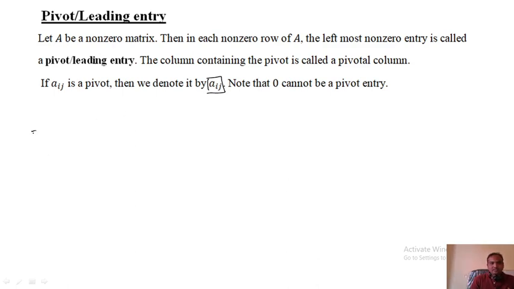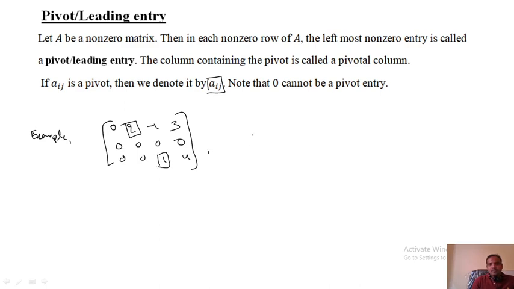For example, suppose any matrix like this one: 0, 2, minus 1, 3, 0, 0, 0, 0, 0, 1, 4. Suppose this is the matrix. Now what is the pivot? In the first row, what is the leftmost non-zero entry? This is the 2. This is the pivot. In this row there is no pivot. This one is the pivot. That means A 1, 2 and A 3, 3 are pivot elements or leading elements.